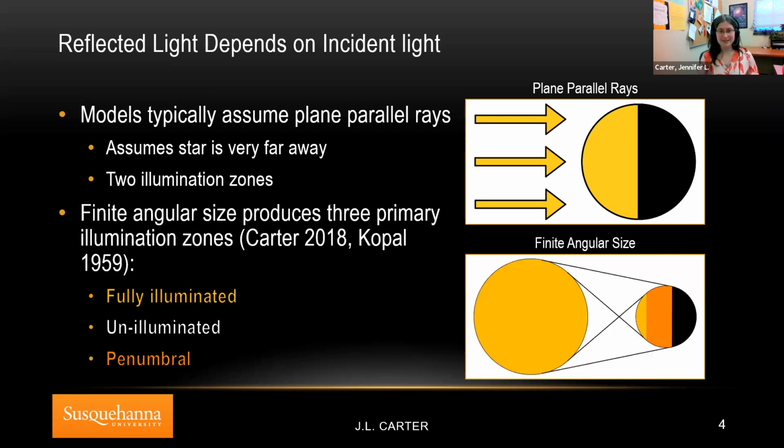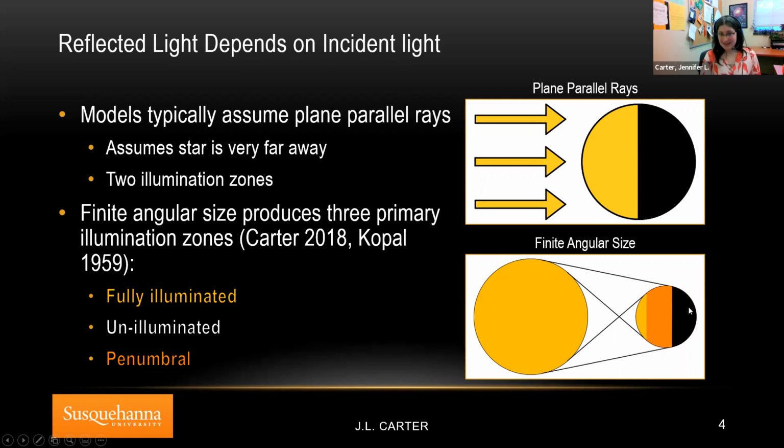So in my research, I want to take into account as precisely as possible the finite angular size of our host star, where we treat the host star and our planet here as spheres. And in this case, we end up with three main illumination zones. The fully illuminated zone here, within that zone, the entire apparent disk of the host star would be visible. And it's defined by these two inner tangent lines, tangent to both the surface of the planet and the star.